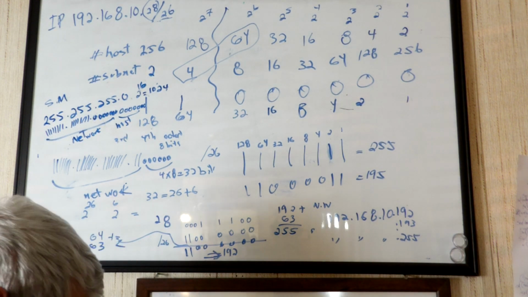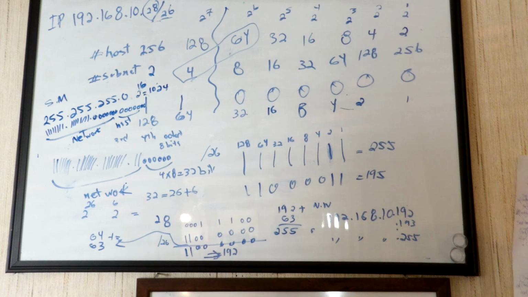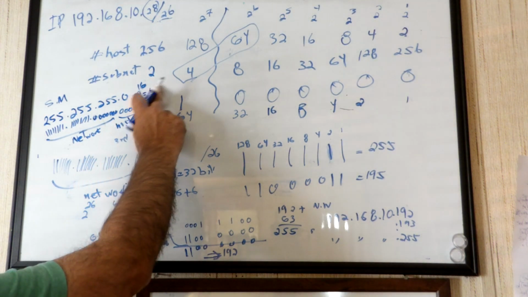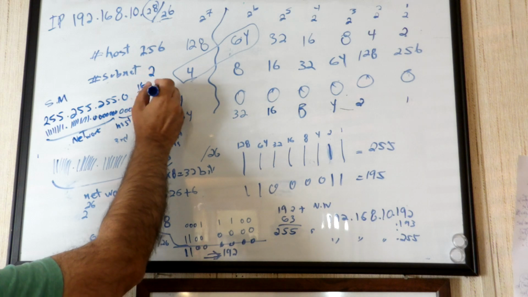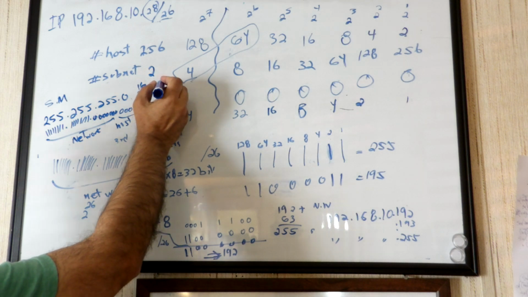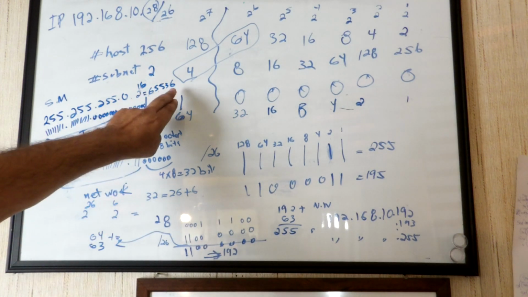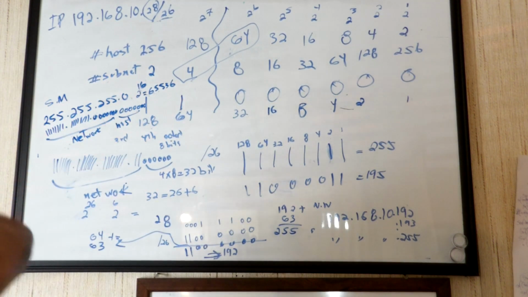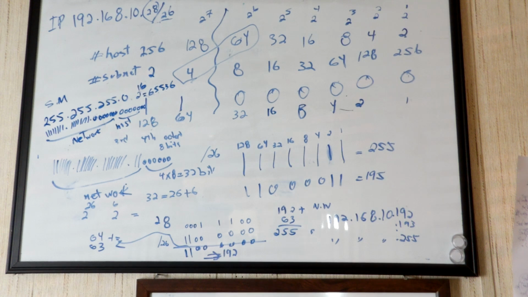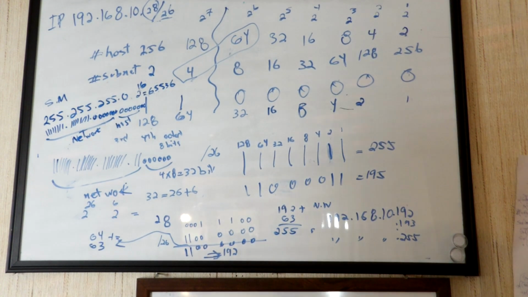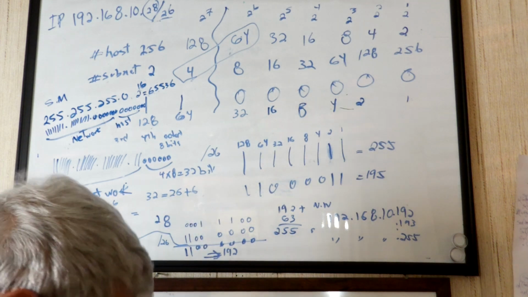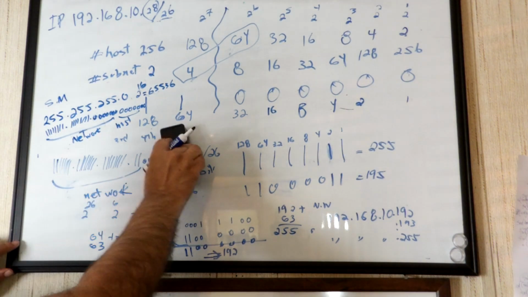It's 65,536. And you have to deduct 2, one for the broadcast and one for the network. So let's clear this here.